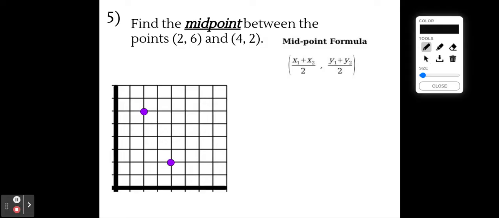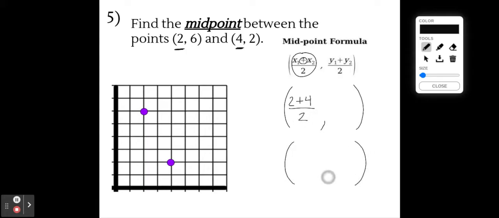Remember, we're going to get an ordered pair as our answer. You can see that the formula looks like an ordered pair, doesn't it? To get the first coordinate of the ordered pair, I want to find the average of the x's. So go over to the points. Here's an x coordinate, and here's an x coordinate. We're going to add them together, and then find the average by dividing by 2. So let's add them together, 2 plus 4, and then divide that by 2, and that's going to give us the average of the x coordinates.